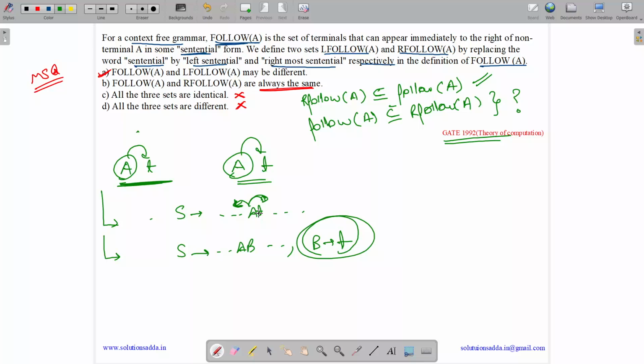Either it is already present. If it is already present, then it will also be in the rightmost derivation. And if it is derived, then it will always be derived in the rightmost part first. Thus, we can see that follow of A will always be a subset of R follow of A. And this one we have proved, as A is a subset of B and B is a subset of A, thus A equals B. So both options A and B are true.